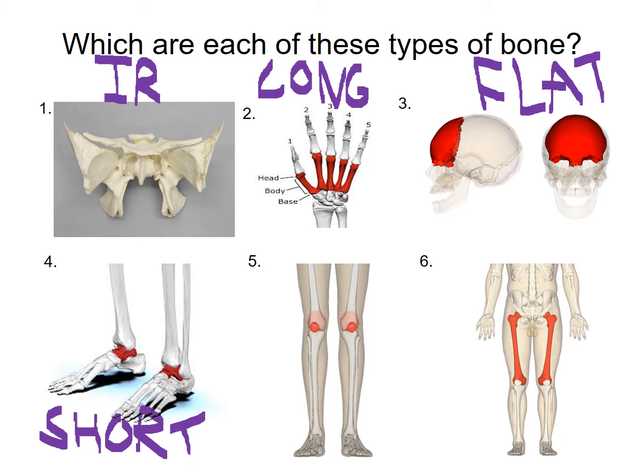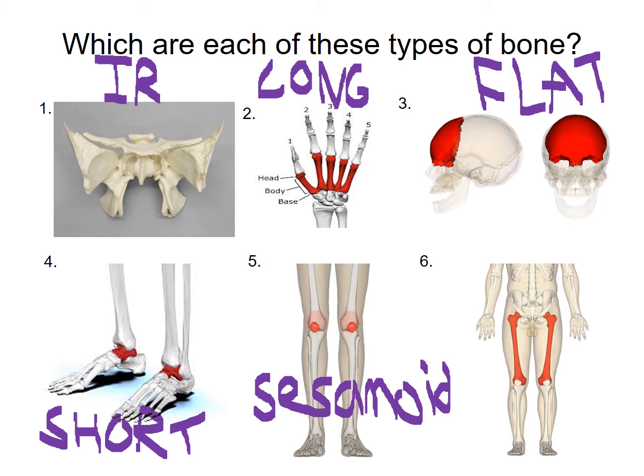Number 5, we're looking at our kneecaps. We're looking at the patella. And remember, this is the unique exception. It's not considered irregular because it is kind of a short bone, right? It's kind of this circular, triangular looking structure. But because it develops later in life, embedded in that tendon, we call it a sesamoid bone. Patella's that really, really unique bone.